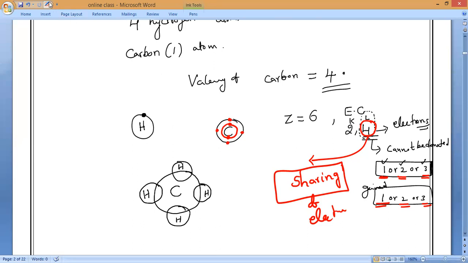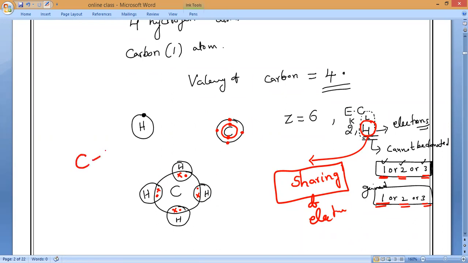So what are the valence electrons of carbon? Valence electrons, how many? Everybody, 4. Yes or no? And hydrogen, how many? Valence electrons? 1. So that is what it is. Now, carbon will feel it has 8 electrons, and each hydrogen will feel it has 2 electrons, so that it will become stable in nature.